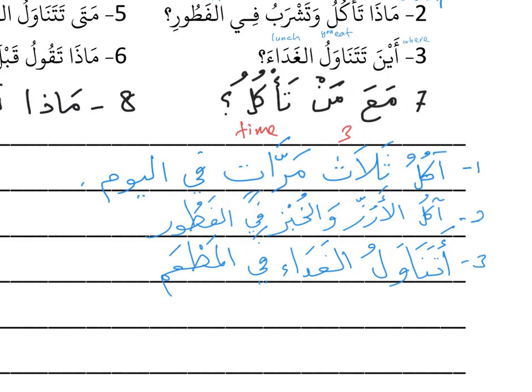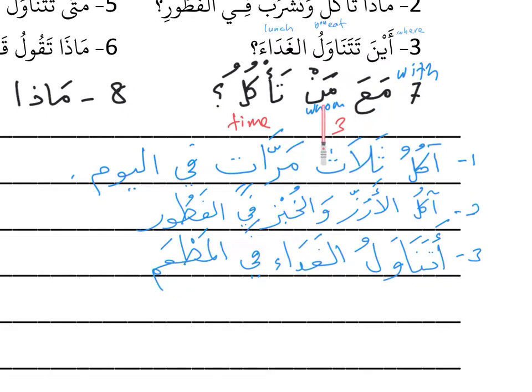And the next question. This is the question that I add. Number 7. Ma'aman ta'kul. We can also say ma'aman tatanawalul ghada. So the new phrase here is ma'aman. This is with. Ma'a, with someone. With whom? Man, it is who. With who or with whom? Ta'kul. With whom do you eat? Ma'aman ta'kul. If you have this question, how do we answer? You will have to start with the verb. Ta'kul. So you say akulu.